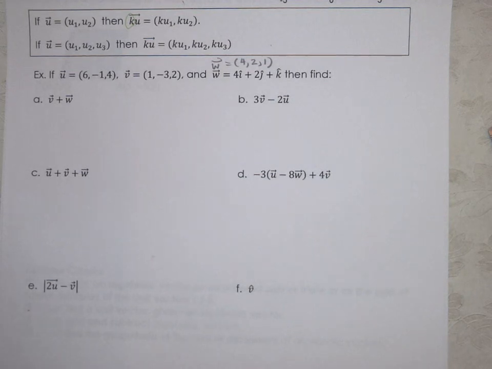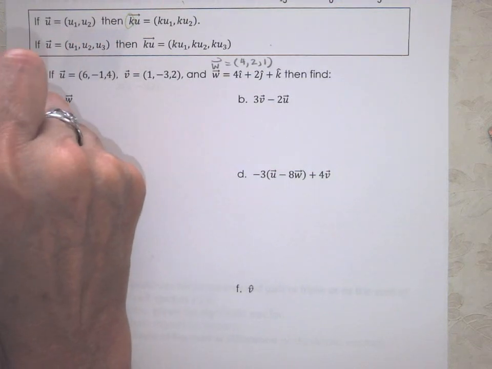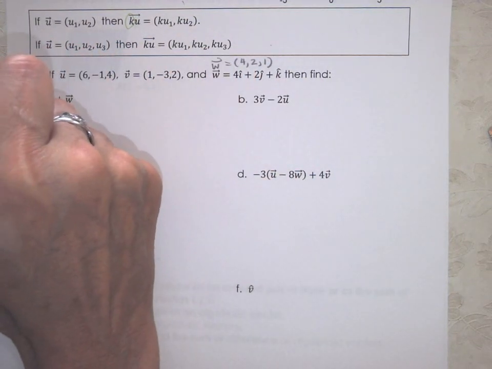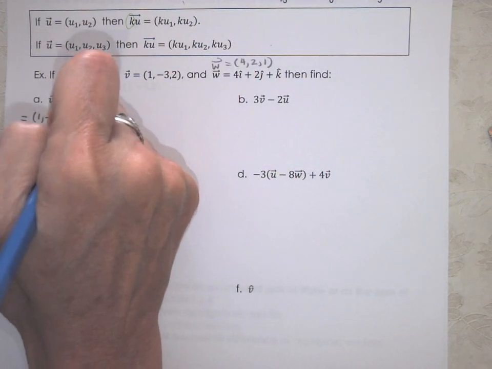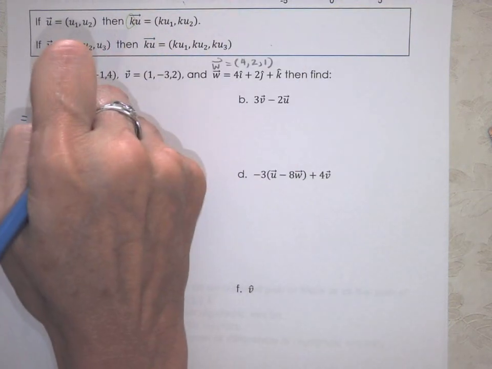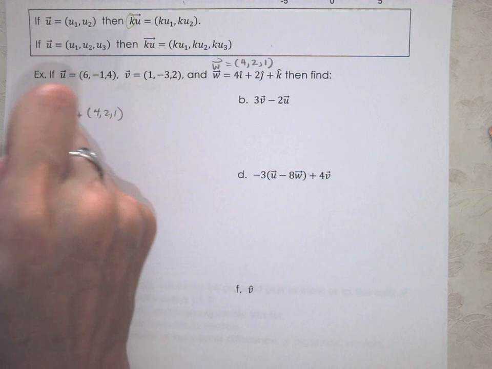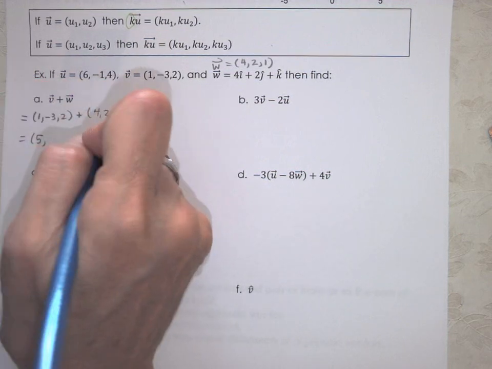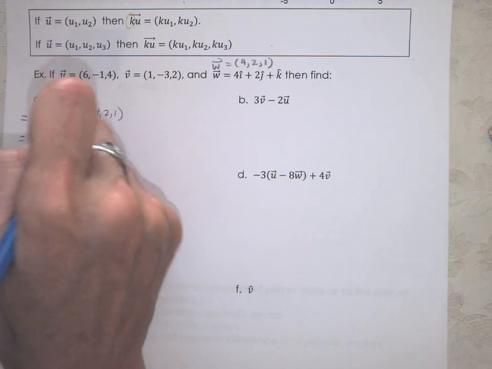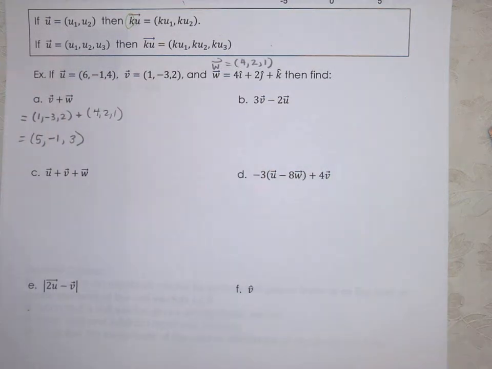All right, so first we're going to find vector v plus w. Vector v is 1, -3, 2, plus vector w, which is 4, 2, 1. So 1 plus 4 is 5, -3 plus 2 is -1, 2 plus 1 is 3. And it's a vector. That's my answer.